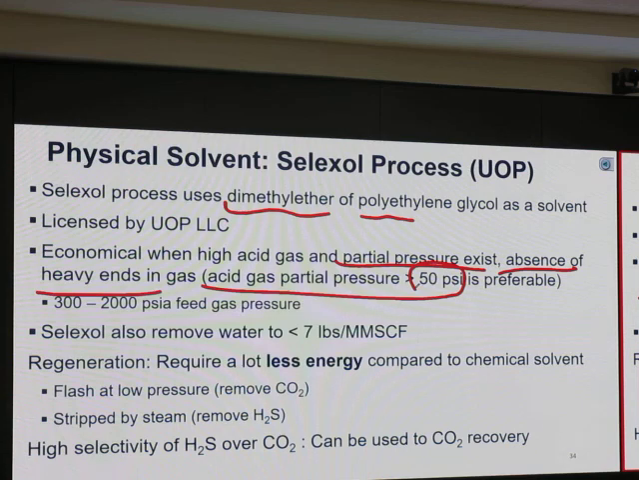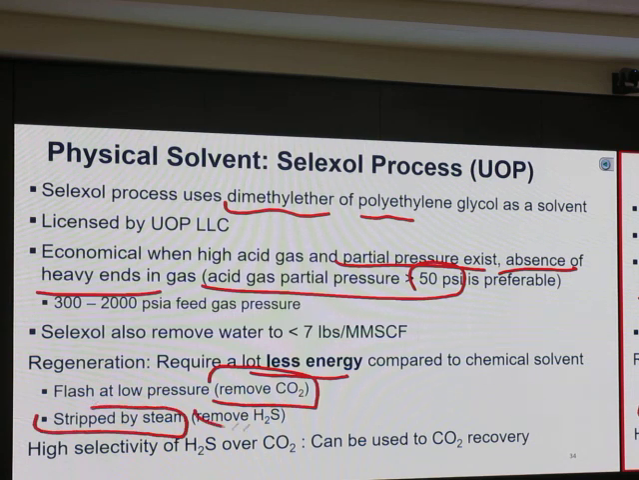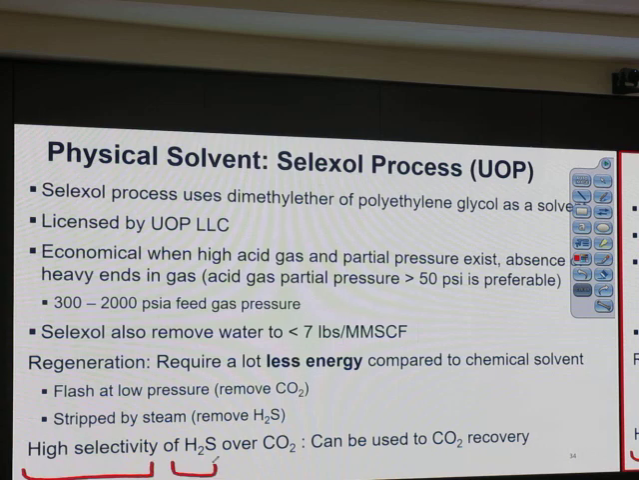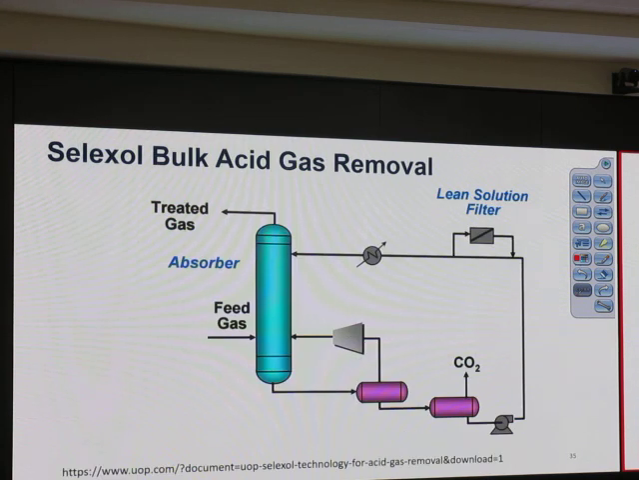Regeneration requires less energy compared to chemical solvent, so it's less operating cost. Flash at low pressure to remove CO2, strip by steam to remove H2S, so we can separate them. High selectivity of H2S over CO2 can be used for CO2 recovery. So when I want to do CO2 flooding, I want to flood just CO2, not H2S. What do I do? I use the Selexol process to remove H2S from CO2. This is how I do it.